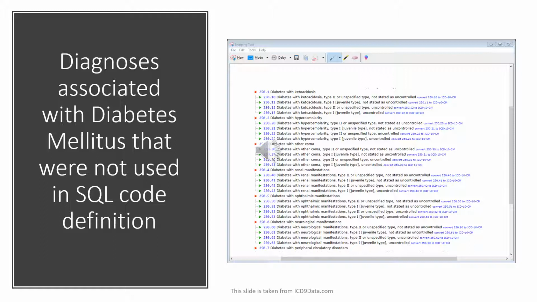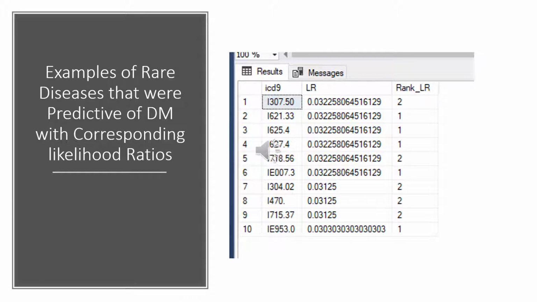These kind of obvious predictors were not used in the SQL code for defining diabetes because they are obvious predictors. This slide shows examples of rare diseases that were predictive of diabetes and their corresponding likelihood ratios. These predictors were not as obvious as those predictors with diabetes in the name. Some of these ICD-9 codes represent eating disorders, endometrial hyperplasia, menopause, and osteoarthritis, to name a few.